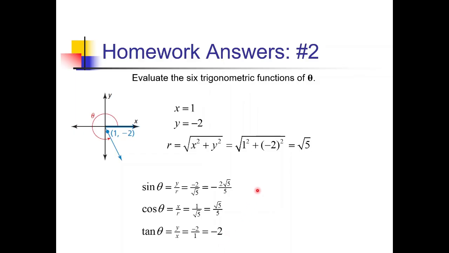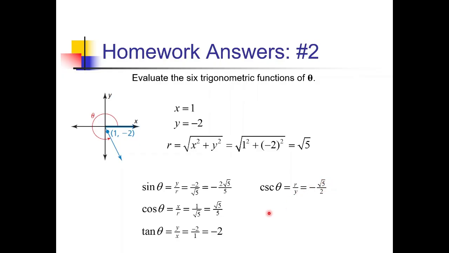For cosecant, I'll do next, we've got basically the flip of sine. We've got r over y, so we can do radical 5 over -2, which we don't actually have to simplify because the radical's in the numerator already.